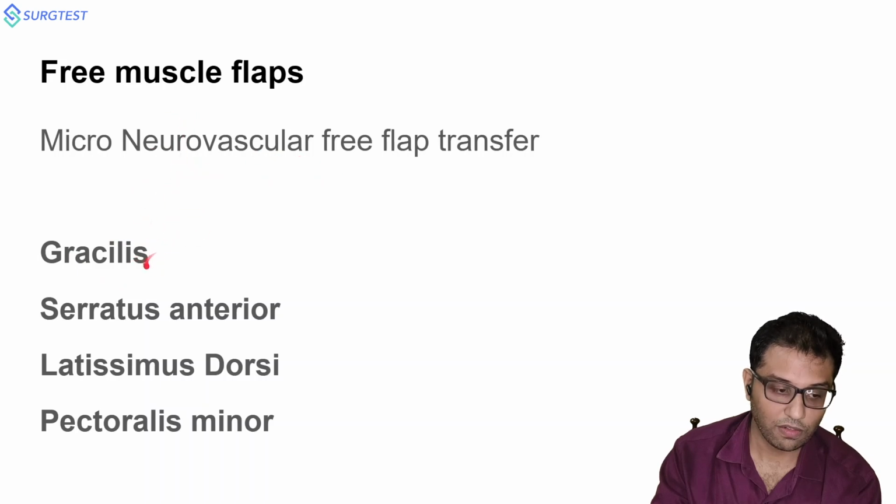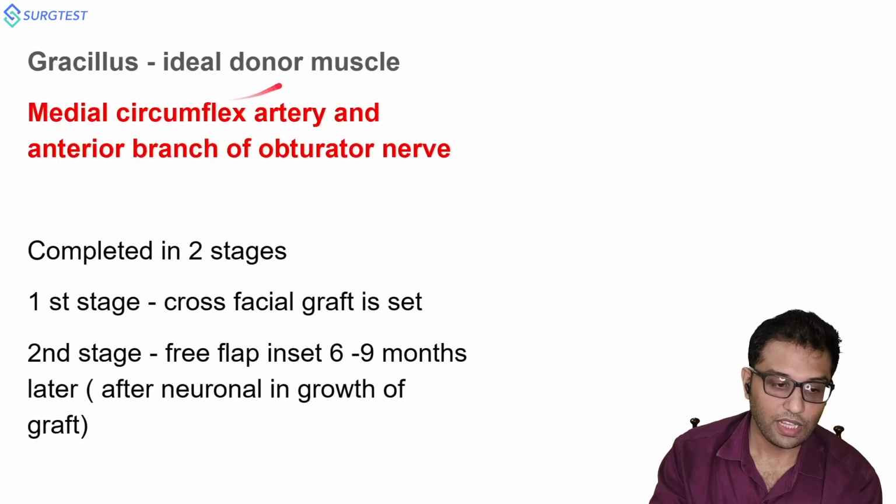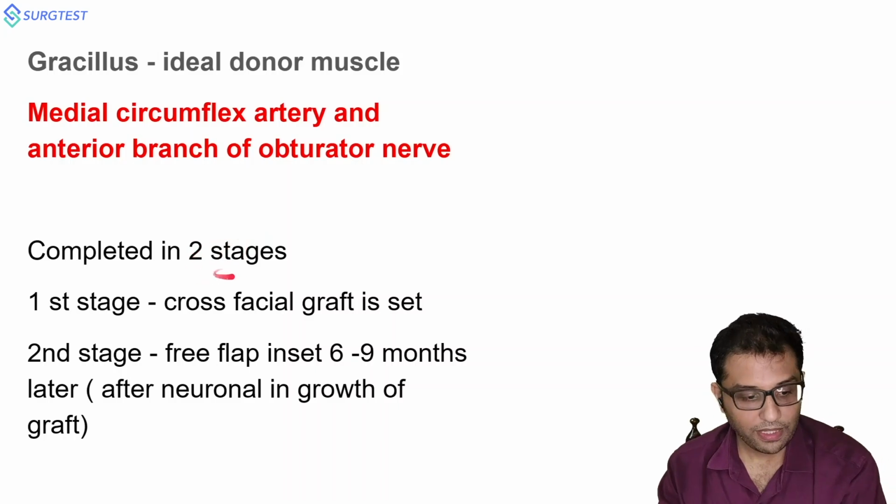The most common muscle used for free muscle flaps for facial reanimation is the gracilis muscle. Other less common ones are serratus anterior, latissimus, and also pectoralis minor, but the most common is the gracilis muscle. It is the ideal tonal muscle, and the artery it is based on is the medial circumflex femoral artery, and the nerve which is used is the anterior branch of the obturator nerve. It is usually completed in two stages.